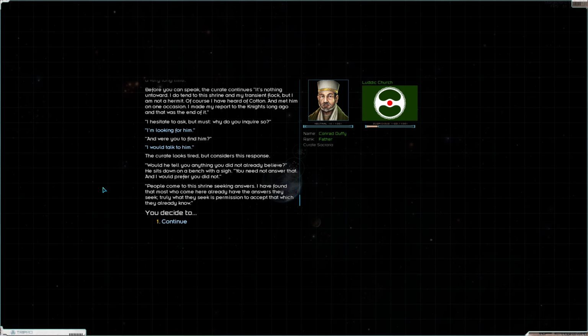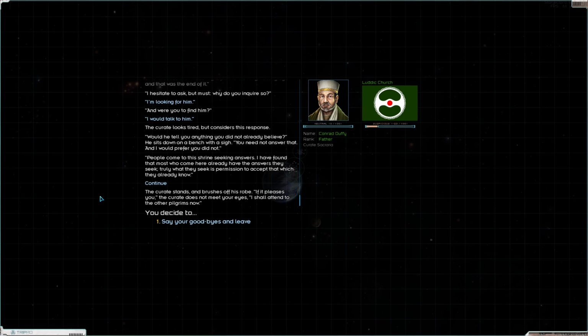He sits down on a bench with a sigh. "You need not answer that, and I would prefer you did not. People come to the shrine seeking answers. I have found that most who come here already have the answers they seek. Truly, what they seek is permission to accept that which they already know." The curate stands and brushes off his robe. "If it pleases you," the curate does not meet your eyes, "I shall attend to the other pilgrims now."